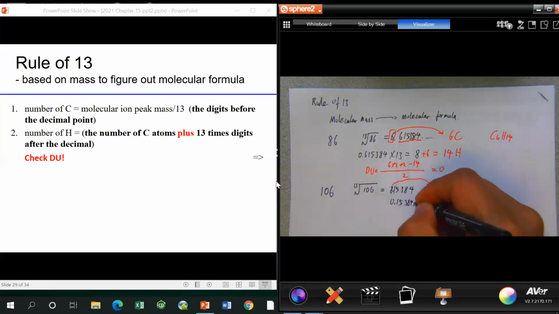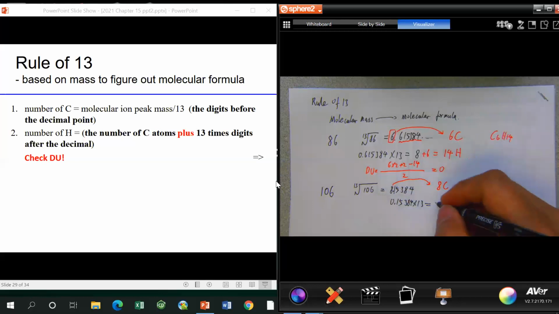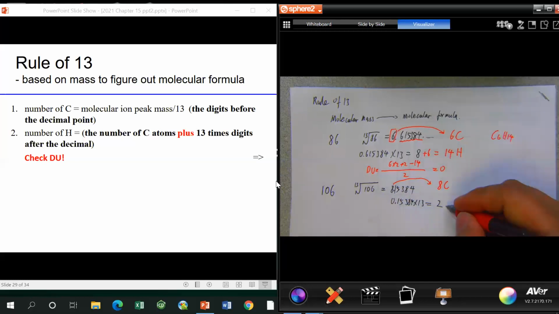Then the 14K number, you times 13K, which should give you about 2K. This 2 plus the carbon number gives you the hydrogen number. So this molecule has 10 hydrogen. Then you go ahead and do the DO number calculation. DO equals 4, that makes sense.